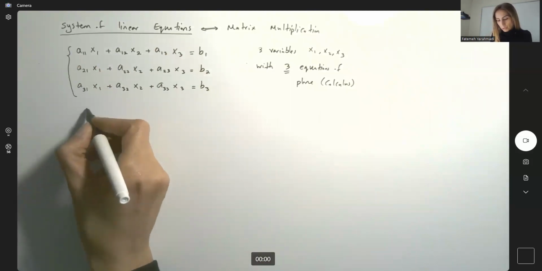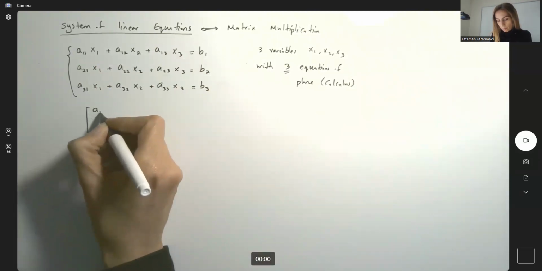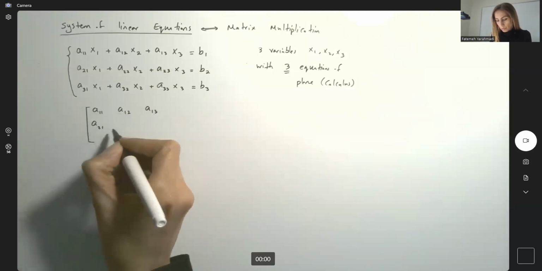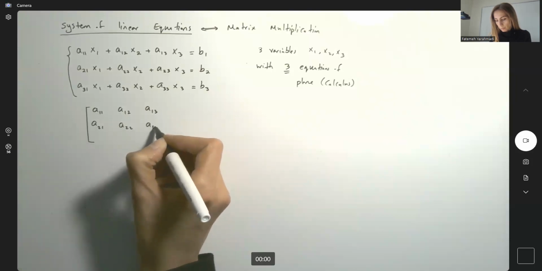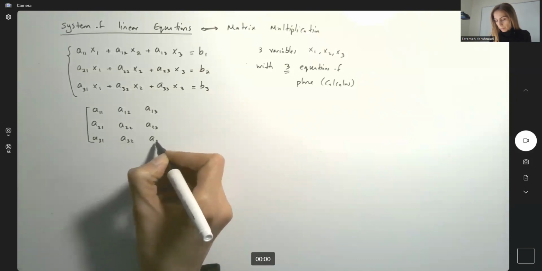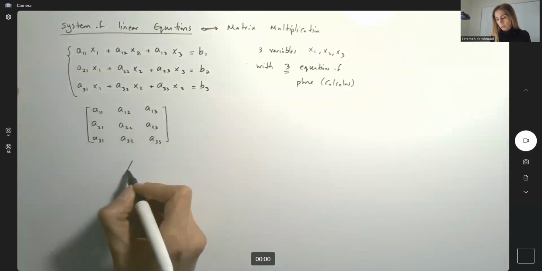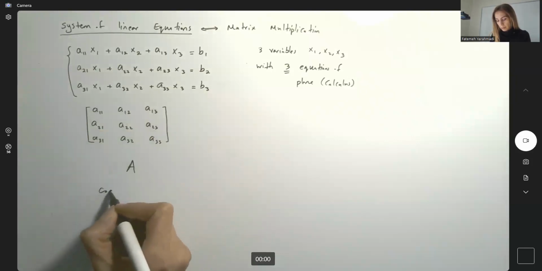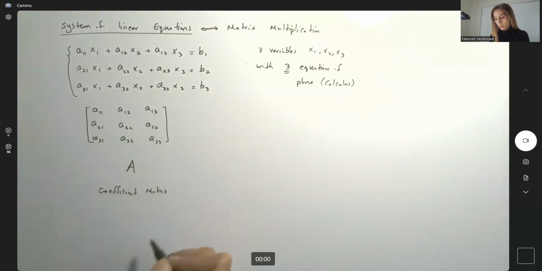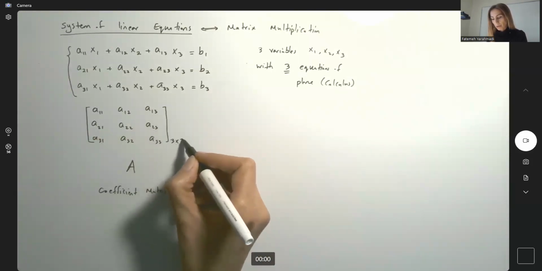So we're going to write the coefficient matrix as a sub 1,1, a sub 1,2, a sub 1,3, a sub 2,1, a sub 2,2, a sub 2,3, a sub 3,1, a sub 3,2, a sub 3,3. This is your coefficient matrix. We're going to represent this by matrix A. Well, we're going to have the variables. Just note that here you have a 3 by 3 matrix.